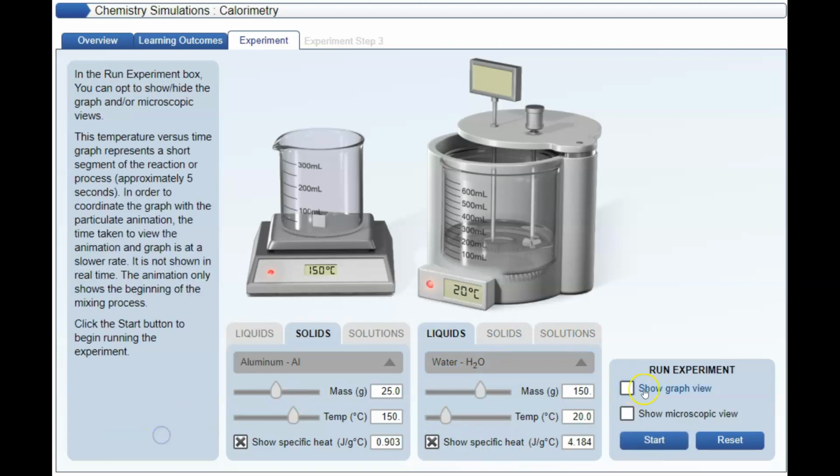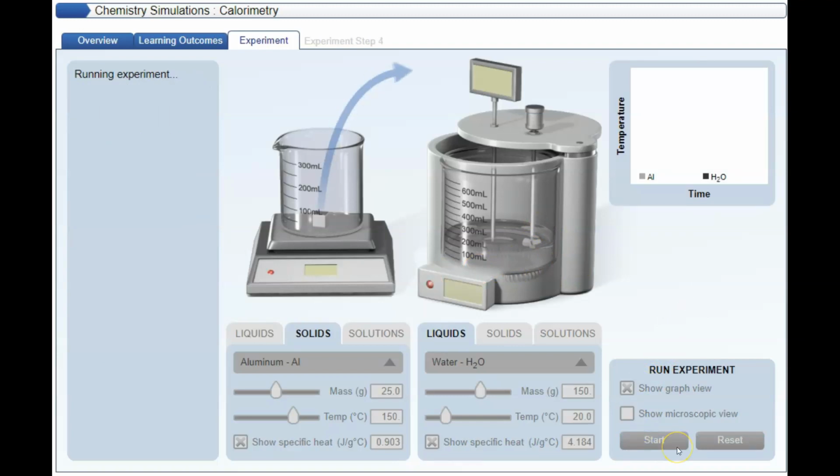Let's run the demo here. Of course, the aluminum is going to cool down a whole lot more than the water increases. Again, we start at 150 for the aluminum, 20 degrees Celsius for the water. They're not going to meet right in the middle, but let's see what actually does happen. Start the demo. Aluminum goes in.